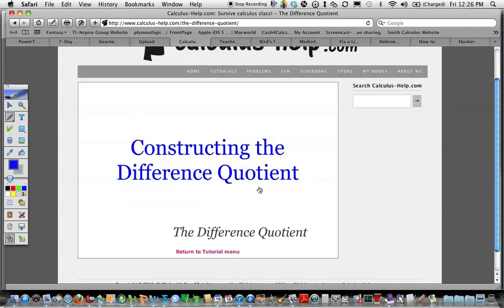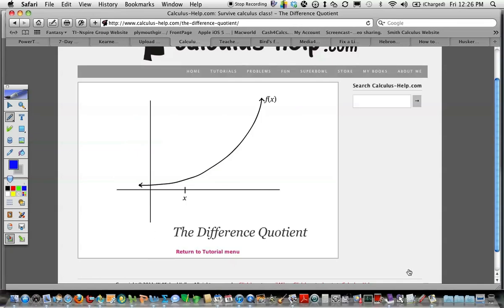In this section, I'm going to show you exactly where the difference quotient comes from. Here's a graph called f, with a point on it labeled x. My goal will be to find the slope of the tangent line to f at that point. First things first, the coordinates of this point are x, comma f of x. Now, here's how I get my formula.